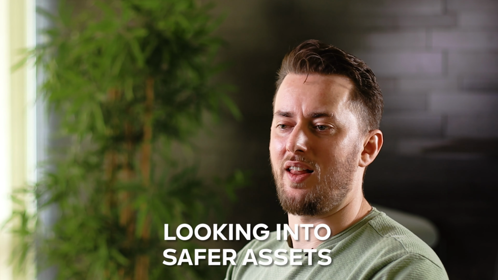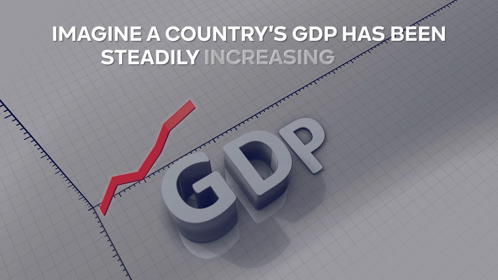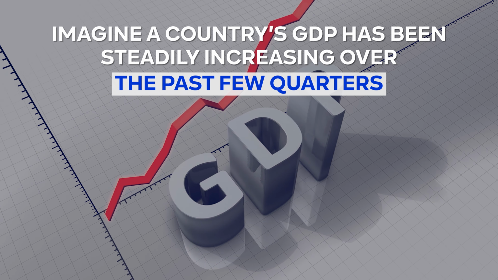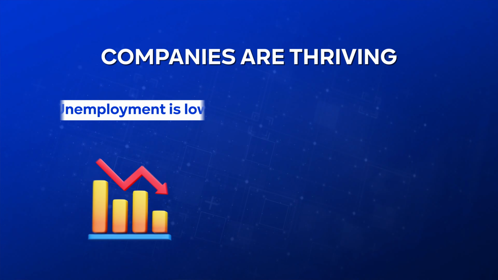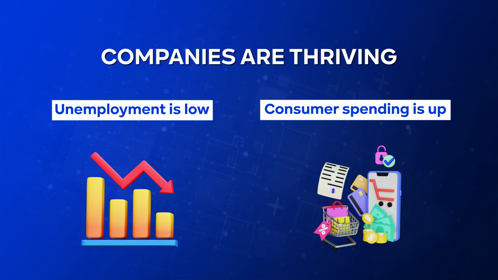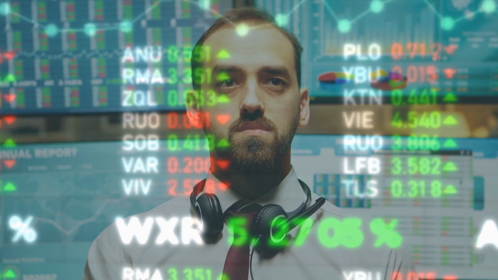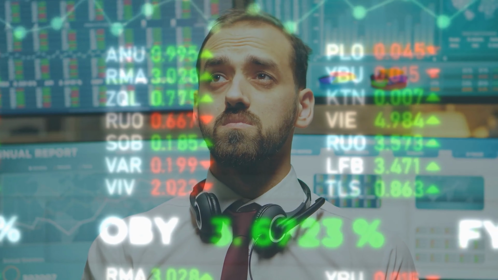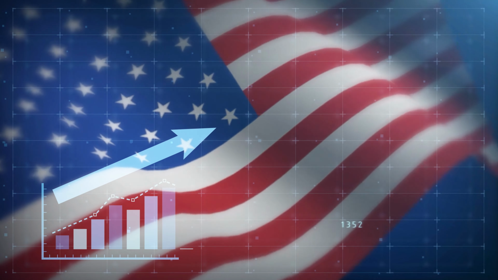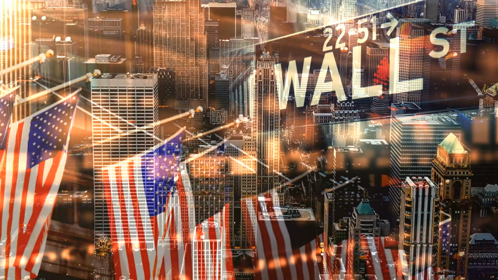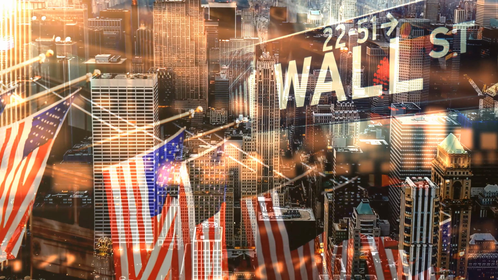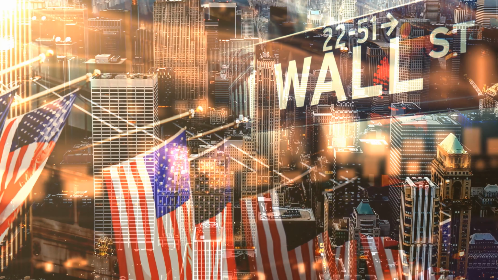Let's put this into perspective with an example. Imagine a country's GDP has been steadily increasing over the past few quarters, signaling robust economic growth. Companies are thriving, unemployment is low, and consumer spending is up. As a trader, this could be a green light to invest more heavily in stocks, expecting that many companies will report strong earnings.